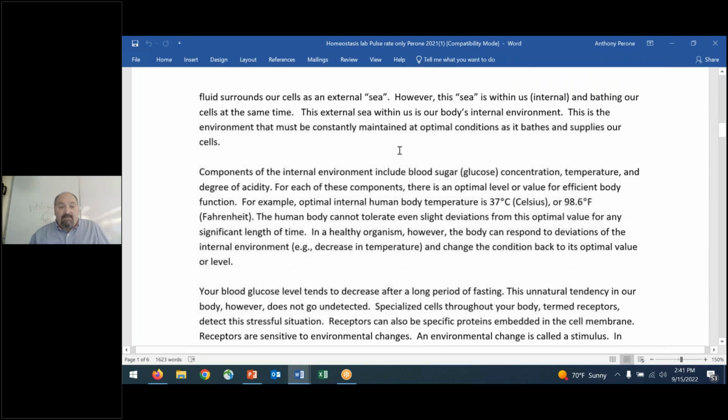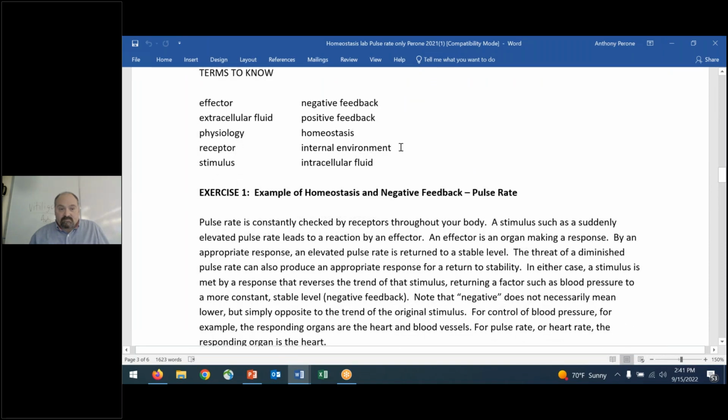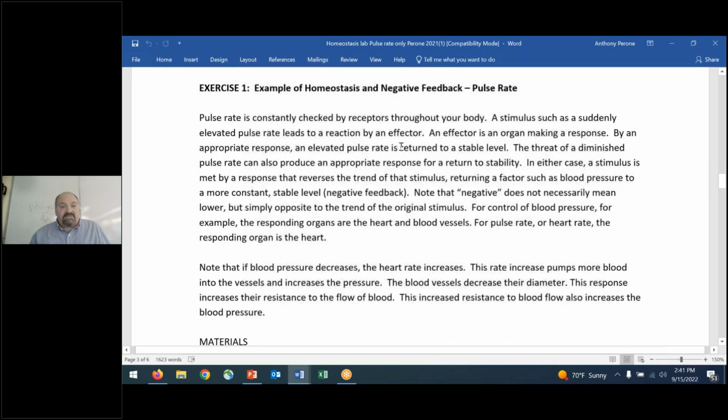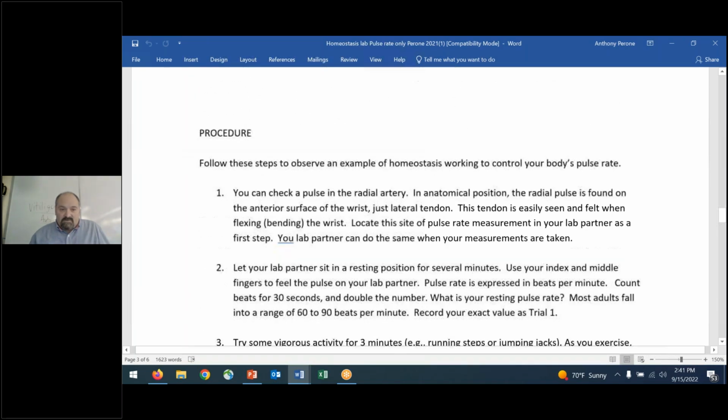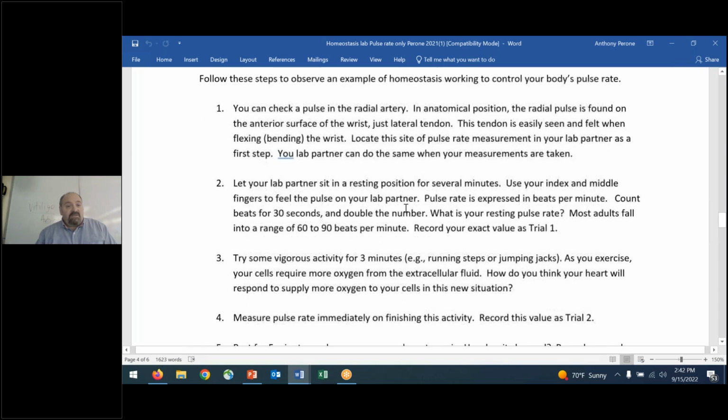Now, folks, we are going to be doing some things here. What I'd like you to do is either use the clock up here, or you can use your phone to figure out the time, or if you have a watch on, that's fine also. But look here as far as the procedure is concerned. You can check your pulse in the radial artery. We talked about that, okay?